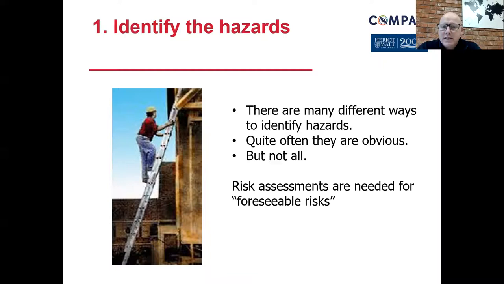So the HSE have put these five steps together to help us. There are many different ways that companies do risk assessments, but nevertheless, the majority of them follow the five steps. And on the variations, IOSH have a six-step approach, but it tends to cover the key issues. So quite often they're obvious, like, you know, a man on a ladder, it's quite obvious that he could fall. Therefore, you can identify falls from height being a hazard there. But not all of them are foreseen, and not all of them are obvious. So risk assessments are needed for the foreseeable risks. And that again is posed in the interpretation of Regulation 3 of the Management Regulations when we stipulate that.